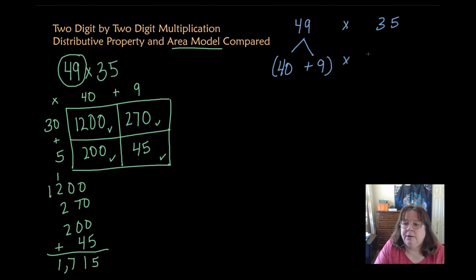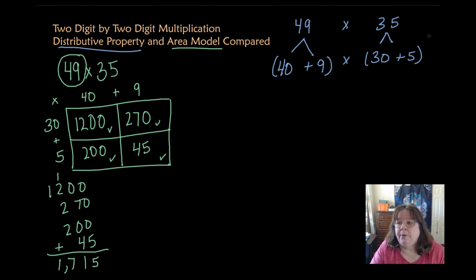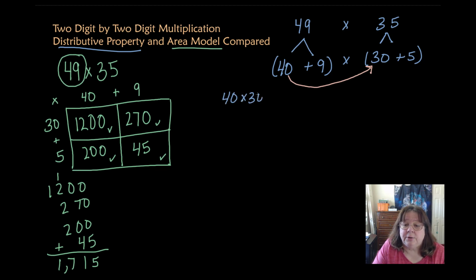times 30 plus 5. In using the distributive property, first we're going to multiply the 40 times the 30. I'm going to write it out, and then I'm going to do all the multiplication at once. So 40 times 30. Then we do 40 times 5.